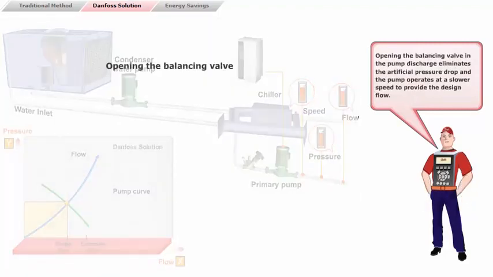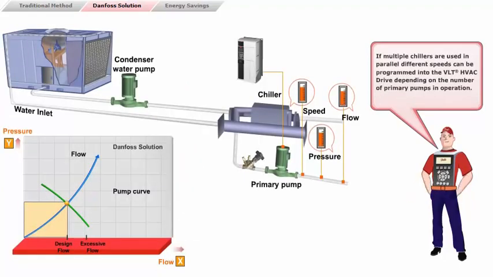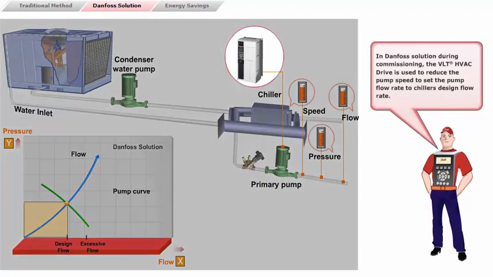Opening the balancing valve in the pump discharge eliminates the artificial pressure drop, and the pump operates at a slower speed to provide the design flow. If multiple chillers are used in parallel, different speeds can be programmed into the VLT HVAC drive, depending on the number of primary pumps in operation. In the Danfoss solution, during commissioning, the VLT HVAC drive is used to reduce the pump speed to set the pump flow rate to the chiller's design flow rate.